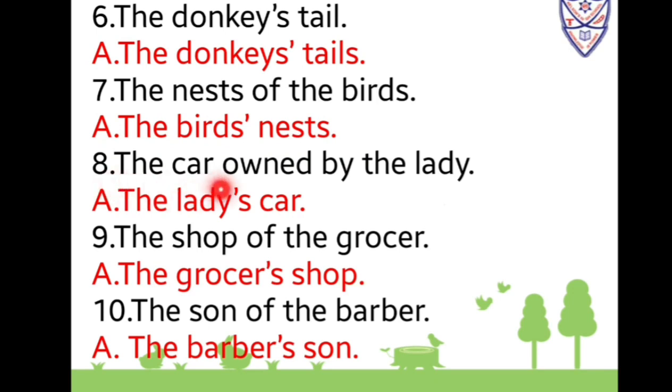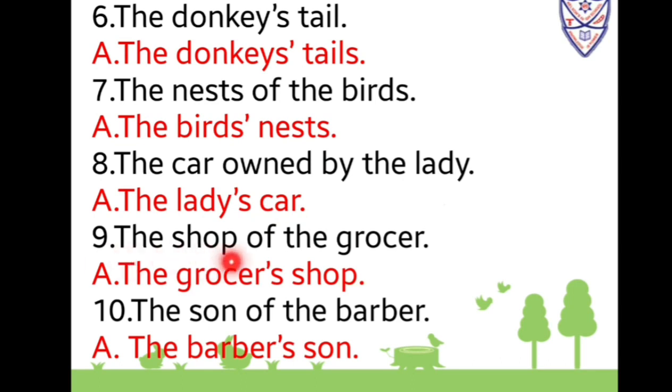Eighth one, the car owned by the lady. So the answer will be the lady's car. Why lady's? Because over here lady is in singular form. So the answer of possessive case will also be in singular form. So to show the possession, what we will do after y, we will add apostrophe s. So we can also say over here there is a possession or belonging of the lady with her car, that this car is owned by the lady.